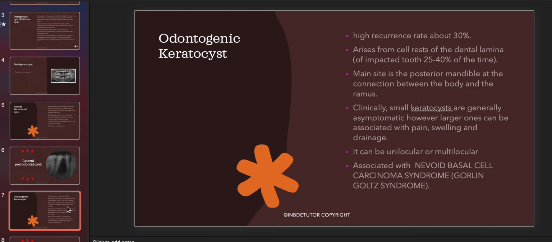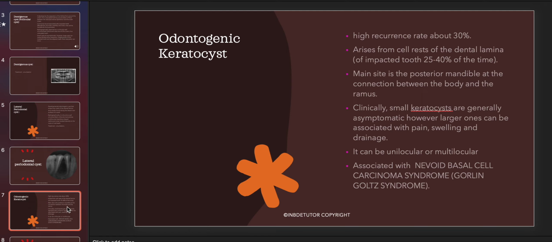They mainly occur between the age group of 10 to 40 years old with a higher male predilection. And again, the main site is the posterior mandible, and they again arise from the cell rest of the dental lamina, which is the cell rest of Serres. They have an association with the impacted tooth, and it is 25 to 40% of the time. Clinically, they can be asymptomatic. However, the large cyst can have some symptoms like pain, swelling, and drainage.